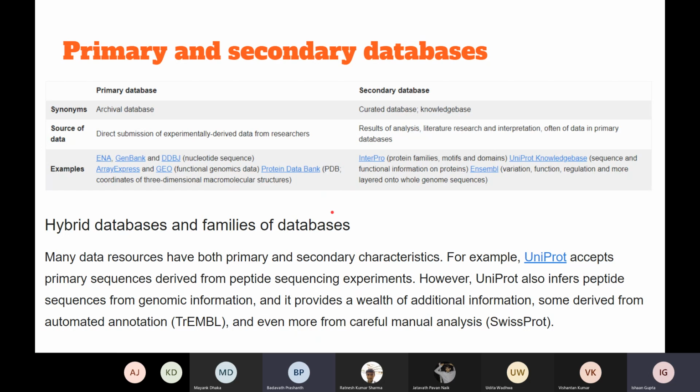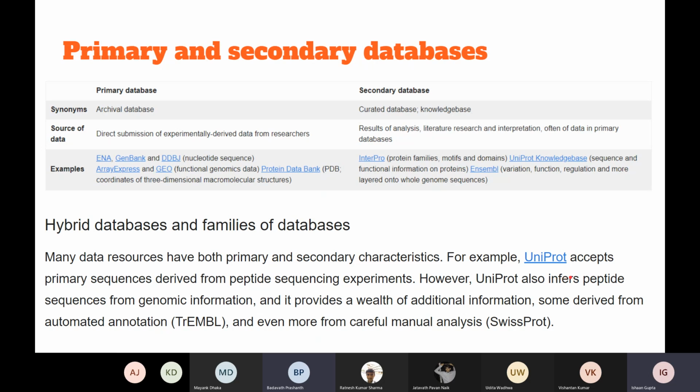And the third kind of databases are called hybrid databases, or these are called families of databases. So they basically have features of both primary and secondary databases. That is, you can submit primary data on it, and also you can curate existing data on these platforms. And that's why it's more centric around one or a few molecules that we'll be talking about.